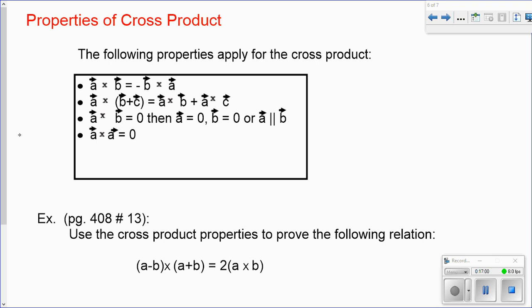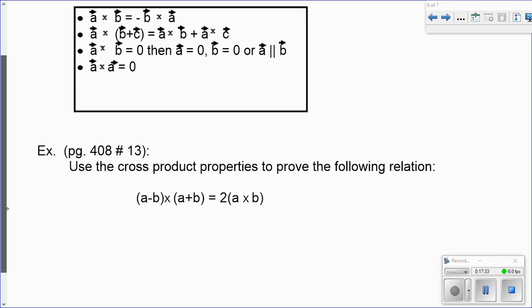Okay, a few more properties. The following properties apply for cross product. These are quite intense, and there are proofs in the chapter in the textbook. I don't think I'm going to assign any of these for homework, but basically A cross B is equal to negative B cross A. Then there's the distributive property for cross product. If I've got the cross product equaling 0, then A equals 0 or B equals 0, or the two vectors are parallel, and A cross A is 0.